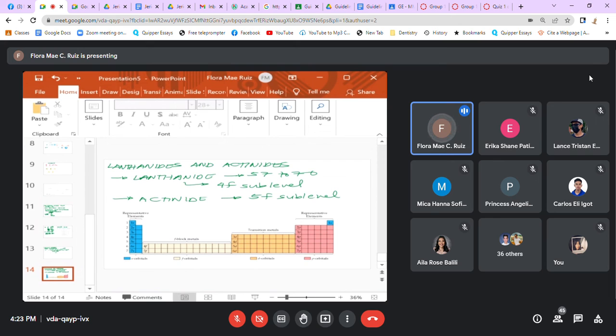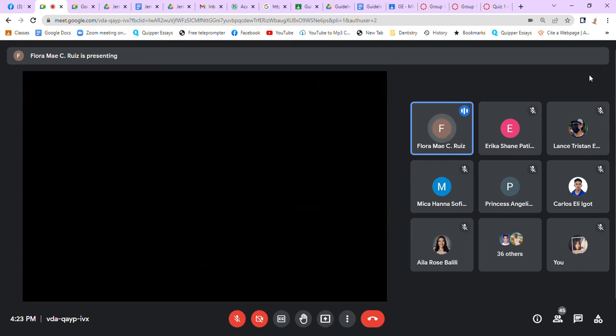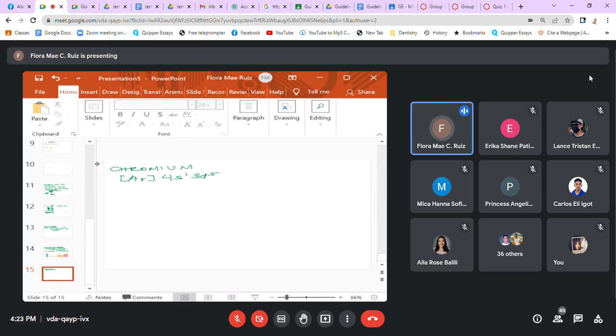So for instance, let's have an example. So for instance, we have chromium. Okay. So the nearest noble gas for chromium would still be argon, and it has a configuration of argon 4s1, 3d5. Ang expected ani dapat is 4s2, 3d4.